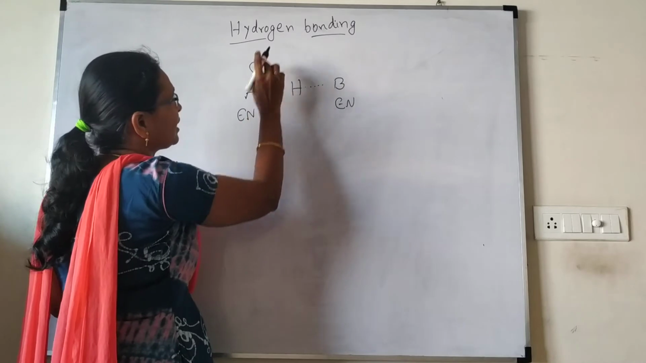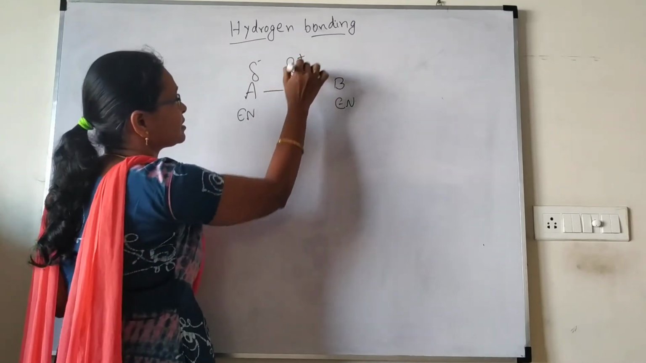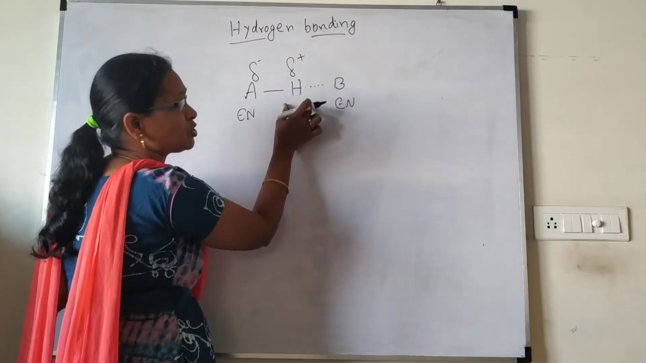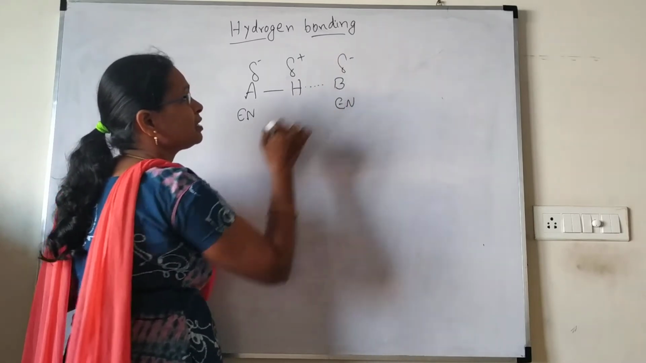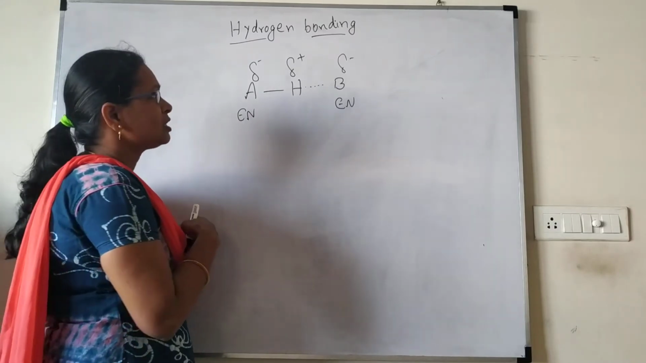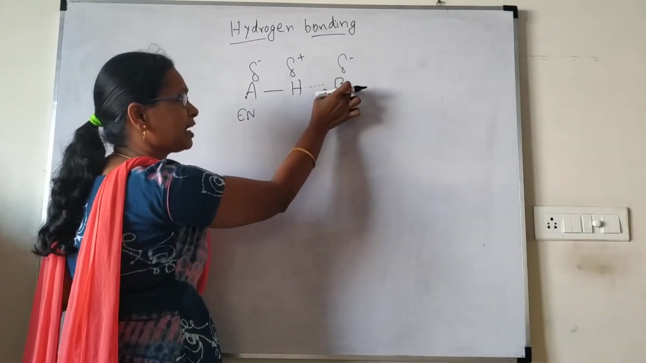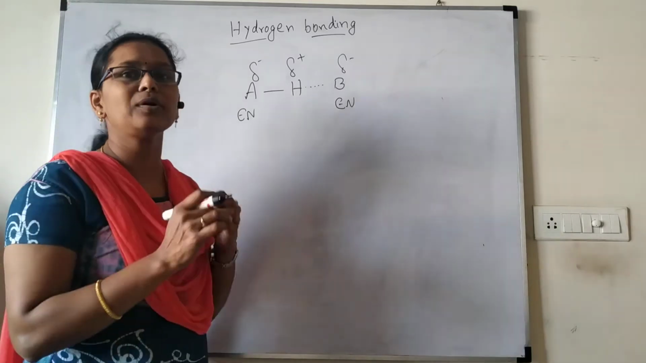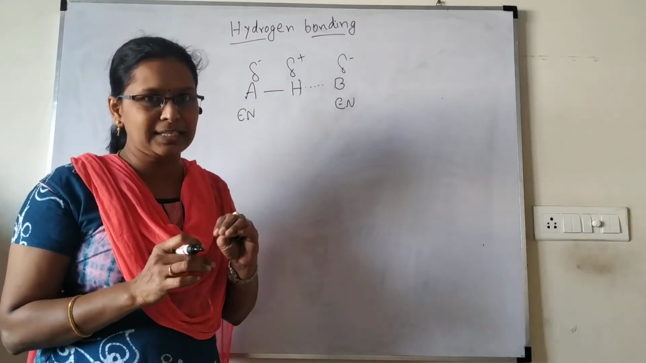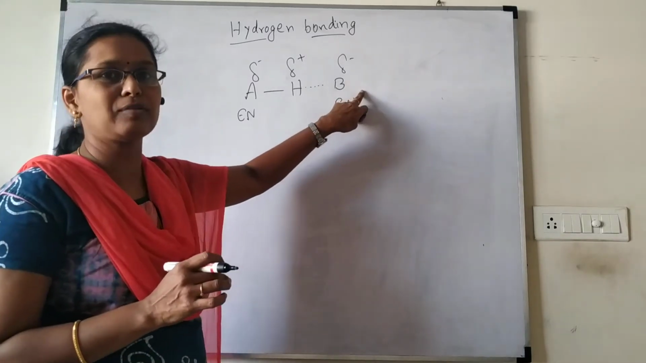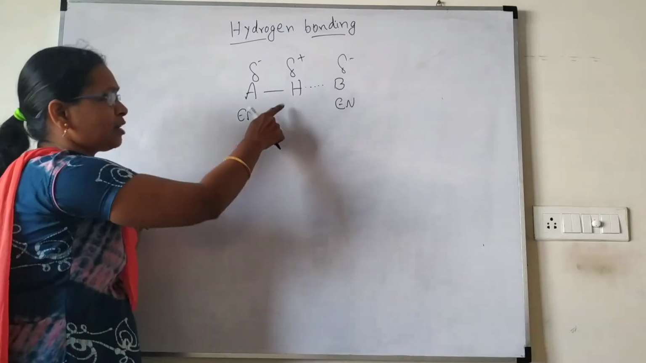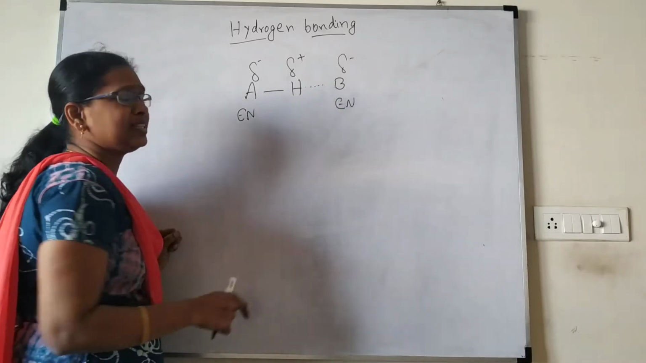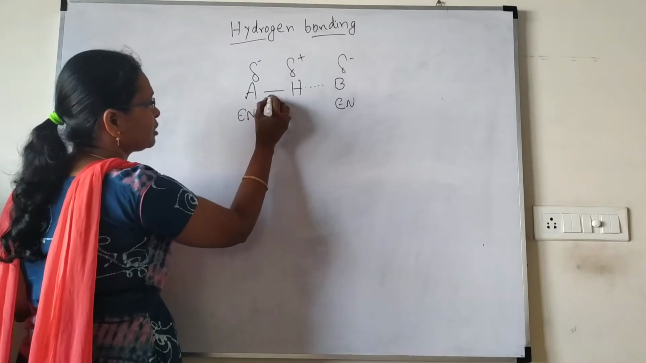Because of that, it will gain a partial negative charge and the hydrogen will gain a partial positive charge. The same thing happens here: this hydrogen will have a partial positive charge, and here the other atom will have a partial negative charge. This partial positive and partial negative attraction we call a hydrogen bond. So how can we define the hydrogen bond? The bond formed between the hydrogen atom and the highly electronegative atom. The hydrogen bond is actually a weak bond.